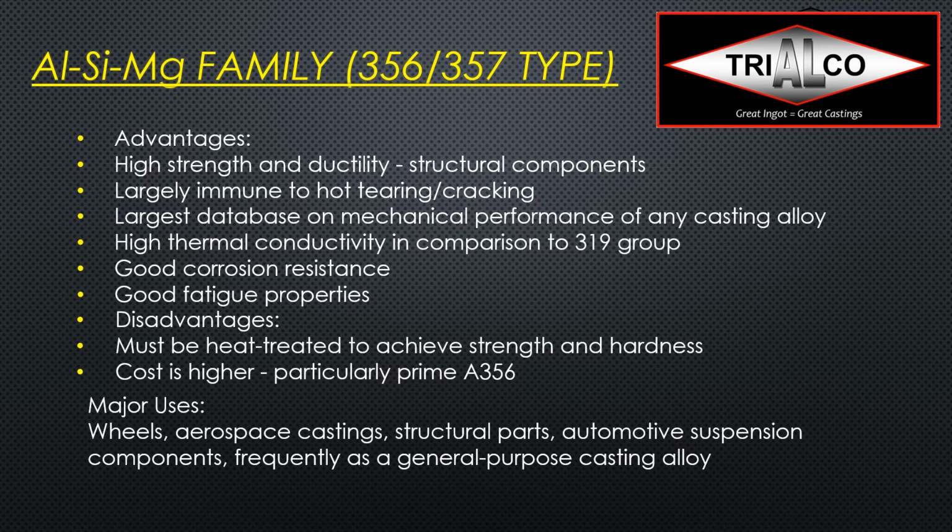The major uses are of wheels. For A356, that's the biggest use in North America. Higher purity versions go into aerospace castings, all kinds of structural parts, automotive suspension components, subframes, cross members. It's frequently basically used as the general purpose casting alloys.